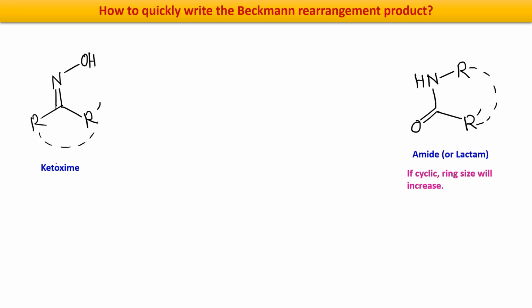So here you can see the ketoxime, right? And there is a dotted line between the R and R prime. So this may be connected, this may not be connected. If it is open structure, you will get amide. If it is cyclic, you will get lactam. And the cyclic ring size will also increase.